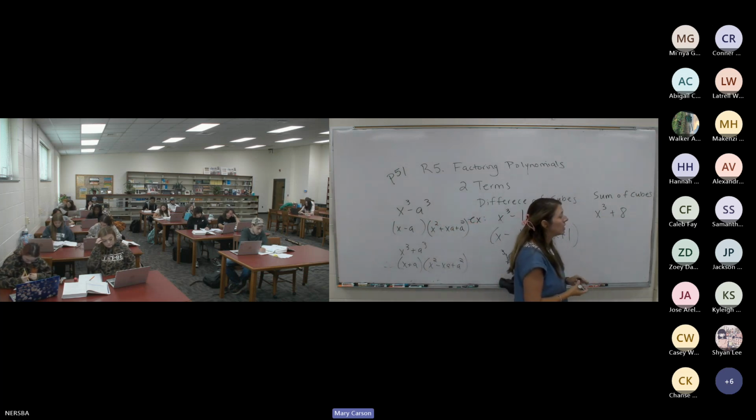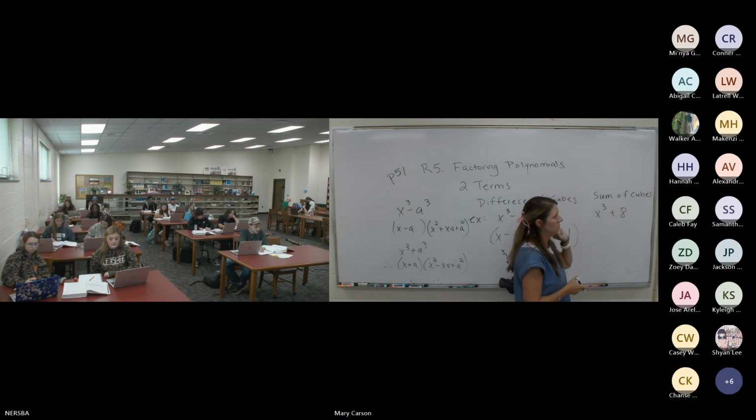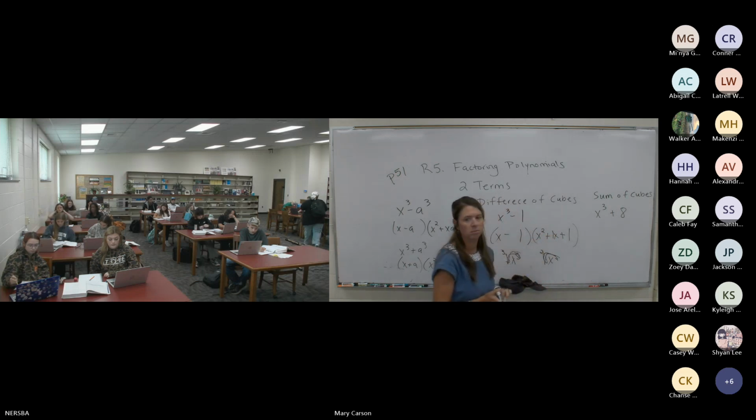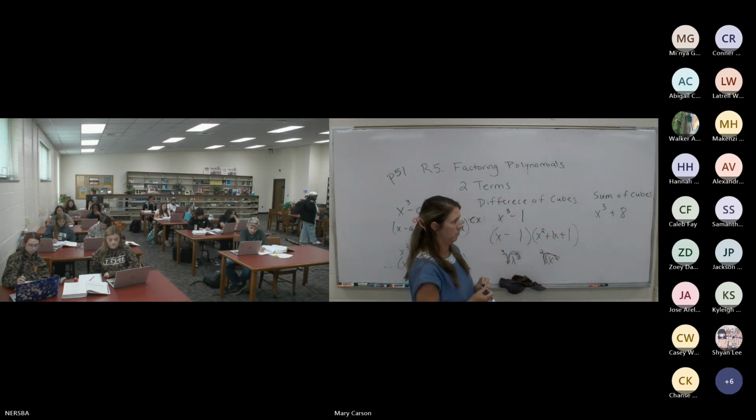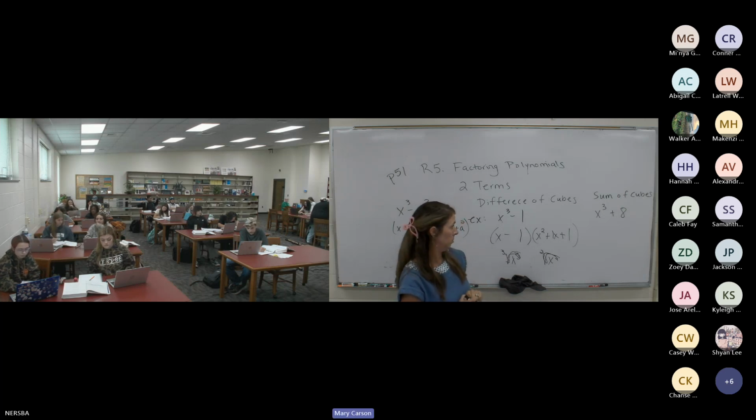So again, how do I tell what's the sum of cubes? There's a plus. This is x cubed, and it's 8, a cube. Is there a number that multiplies 3 times as the same that gives me 8? Anybody know what the cube root of 8 is? Is 8 a cube? Yes, it is, 2, okay?